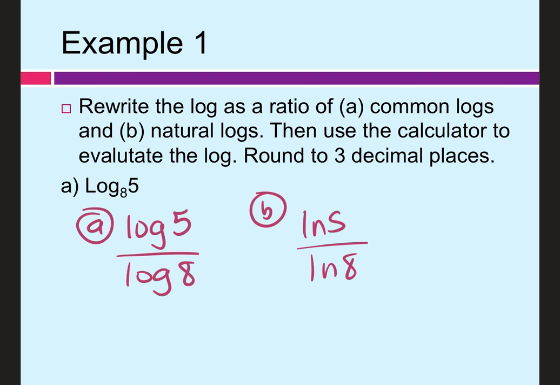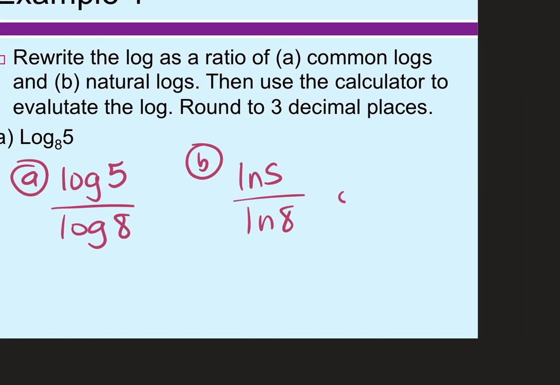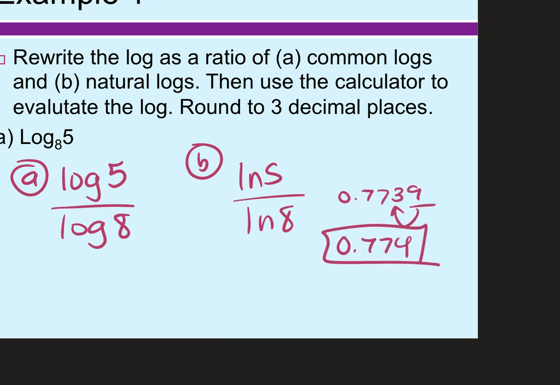And then you'll literally use your calculator to do ln, and it doesn't matter, they give you both the same answer. Ln of 5 divided by ln of 8. You got to make sure you close your parentheses after the 5. 0.7739, so this is going to bump. Again, it doesn't matter which one you do. They should both give you the same value.